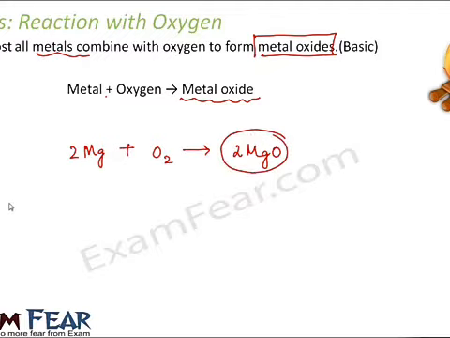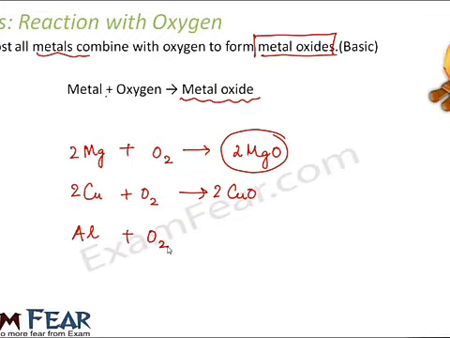Not only magnesium, you can take examples of other metals. For example, you take copper. Copper reacts with oxygen to form copper oxide. You take aluminium. Aluminium also reacts with oxygen to form aluminium oxide, that is Al2O3. So all the metals will form metal oxides.